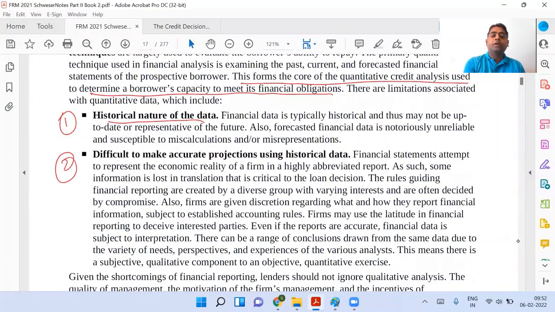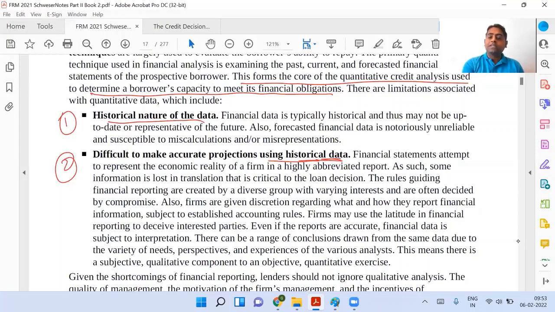The second point: it is difficult to make accurate projections using historical data. In a lot of cases, the information which is available is not straightforward. This is where AI and these systems are able to get some idea of the pattern of behavior. If you look at a bank's financial statement, it's going to be very different compared to a manufacturing company. Every different company, group or industry will have a different set of financial statements, balance sheet or income statement. So the bank will have to create different ways to tackle that diversity.